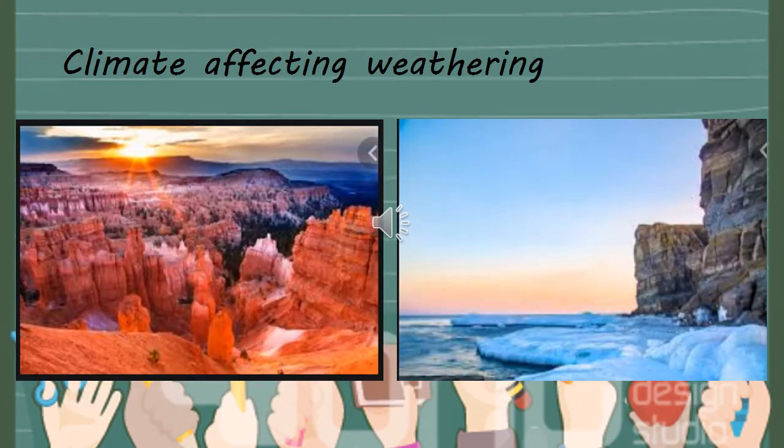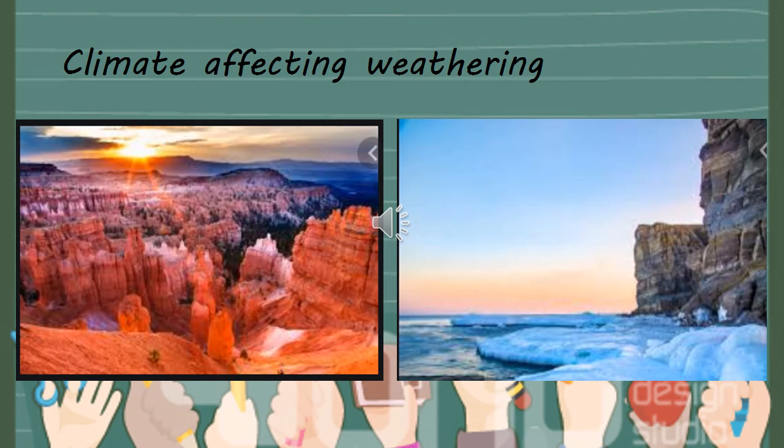The third factor affecting weathering is climate. Dry areas like deserts are more prone to weathering. This is because a desert has a very hot climate during the daytime, because of which the rocks expand, and in the night time the climate becomes cool, because of which the rocks again contract. This continuous contraction and expansion of rocks increases the weathering process to a huge extent.